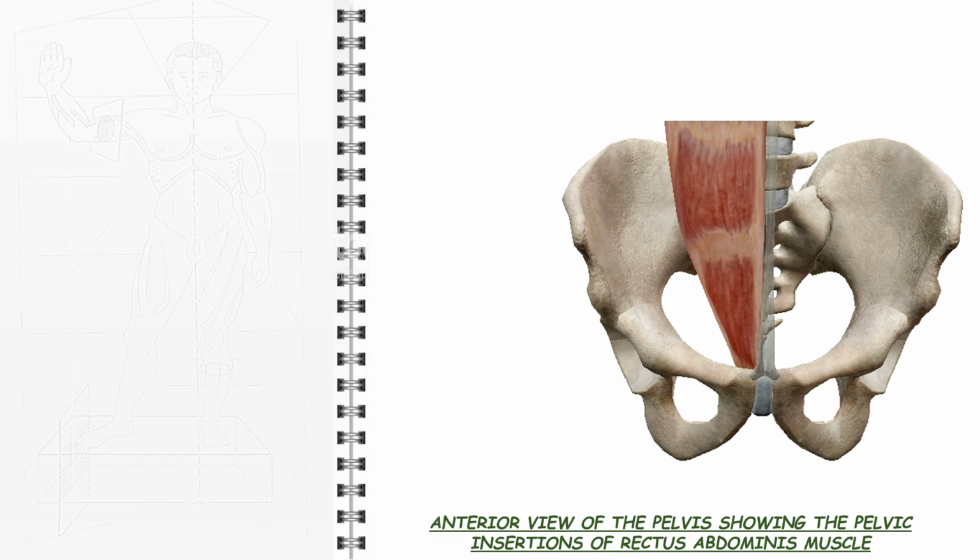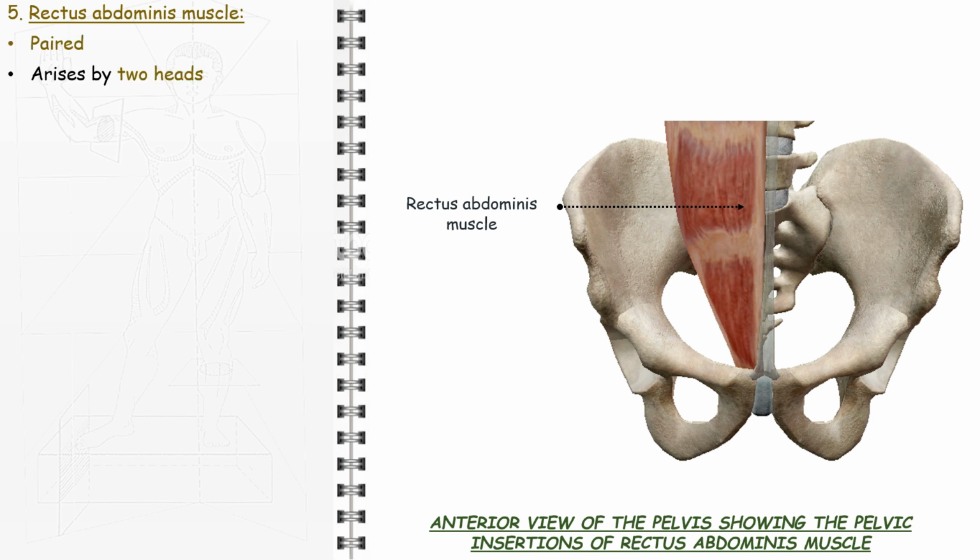Now, after enumerating the abdominal wall muscles, we will take a closer look at their insertions and actions. The rectus abdominis muscle is a paired muscle. It arises by two heads. The medial head arises from in front of the pubic symphysis.